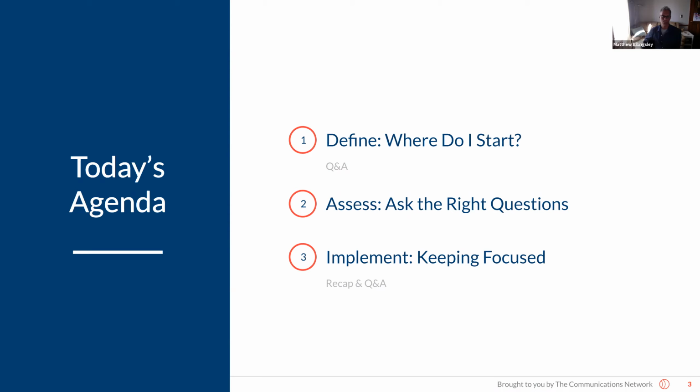Part two, we'll get into a little bit of an assessment, asking the right questions. Now that you know questions to ask, some of that information, now we get into asking questions of yourself, your organization, your team, and any prospective partners that you may be engaging with. And then finally, part three is more about the implementation and keeping focused. Now that you have the information you need, how are you going to structure that project for success? And then we'll wind down and do a recap and have some time for more questions at the end of that. So if all that sounds good, we'll keep going here.